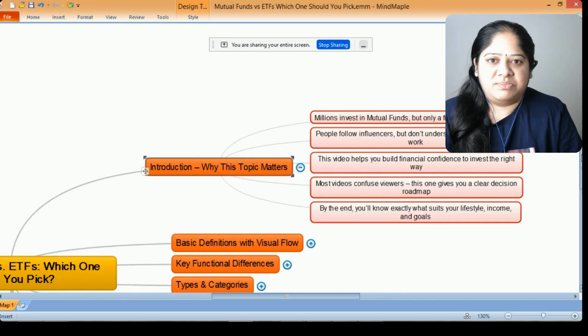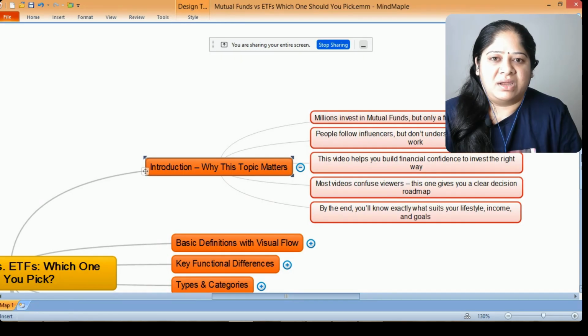This video matters because millions invest in mutual funds, but only a fraction explore exchange traded funds. People follow influencers but don't understand how the products work. This video helps you build financial confidence to invest the right way. Most videos confuse viewers. This one gives you a clear decision roadmap. By the end, you will know exactly what suits your lifestyle, income, and goals.